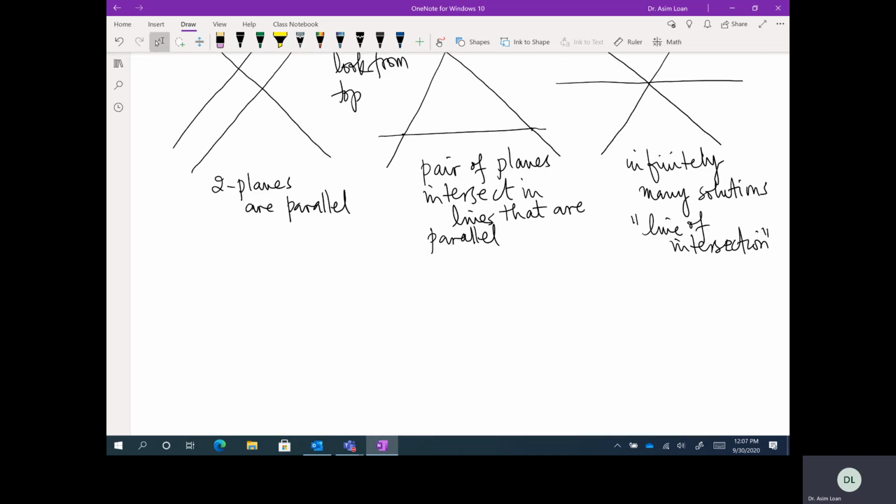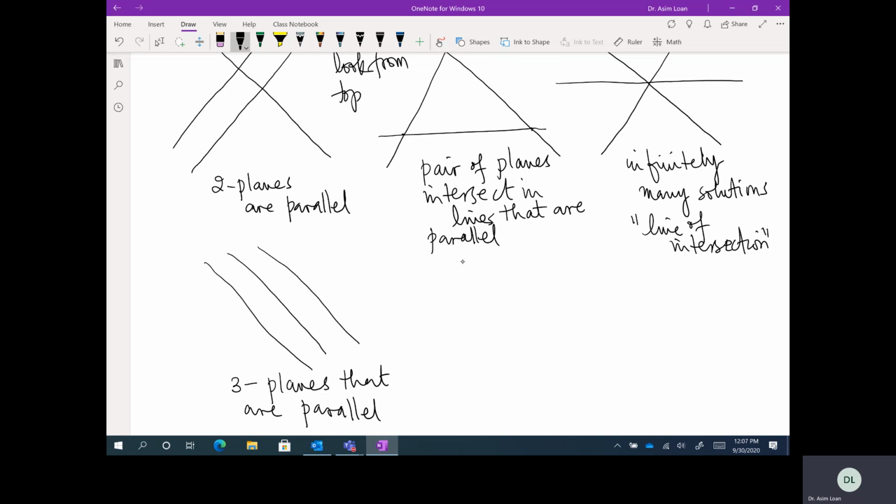And the last one is you have three planes that are parallel. So these two are the most common cases.